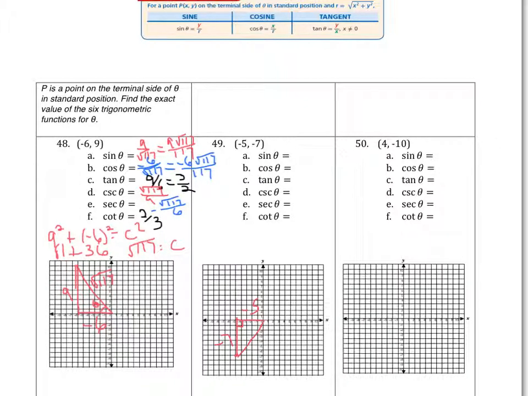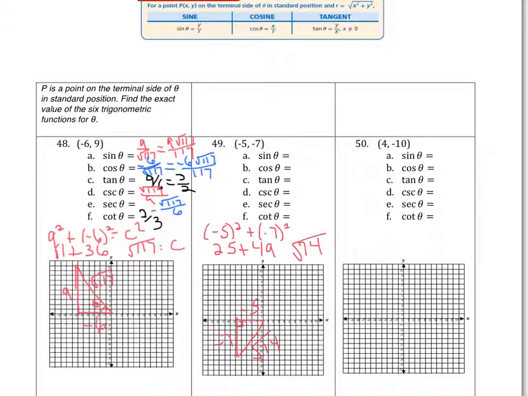And again, we have to do Pythagorean theorem. So -5 squared plus -7 squared. -5 squared is 25. -7 squared is 49. We're going to add those together. So 49 plus 20, 69, 74. And we square root that. So our hypotenuse is square root of 74.